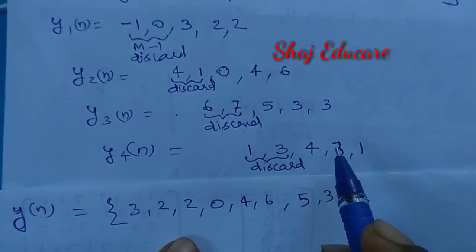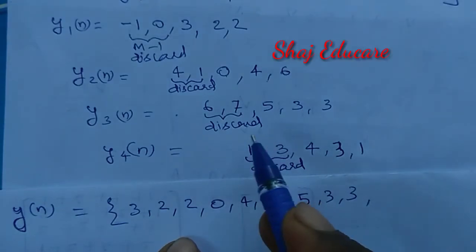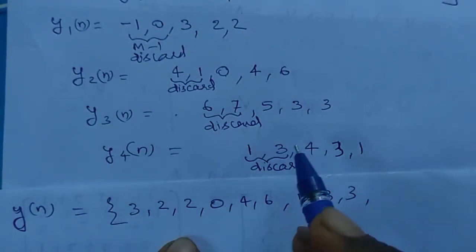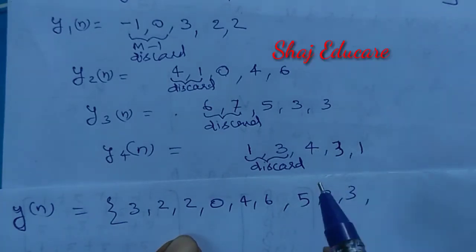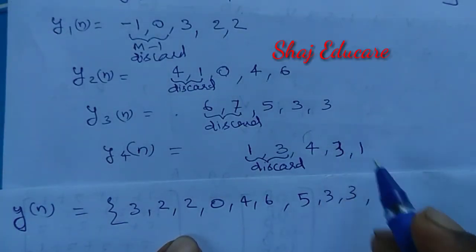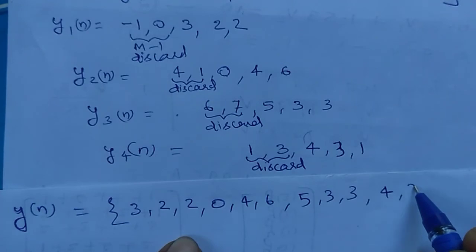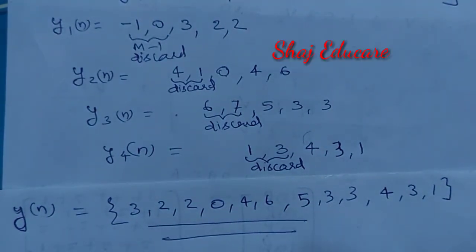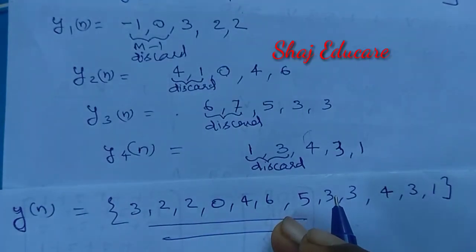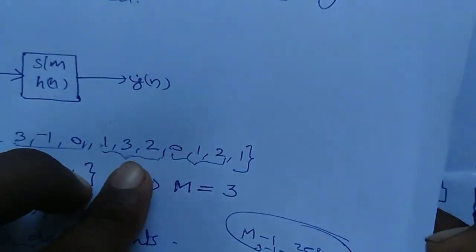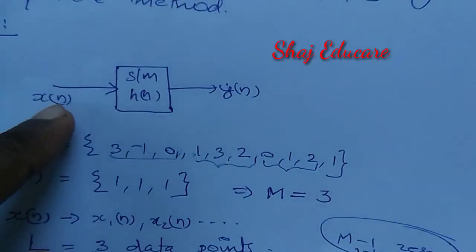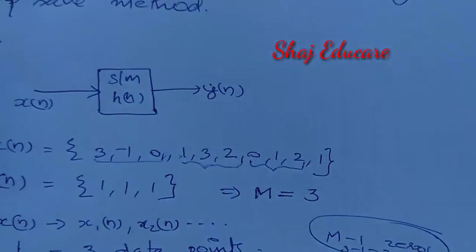Finally, let us take the last three data after discarding the first two. Just discard the first two elements from y4 also and take the remaining data, meaning 4, 3 and 1. That will be the result of our problem. I mean that will be the output of the system y of n for the given signal x of n and impulse response h of n. Thank you.